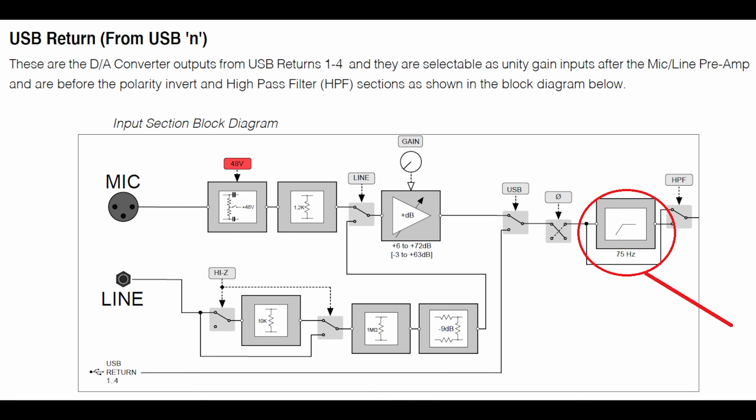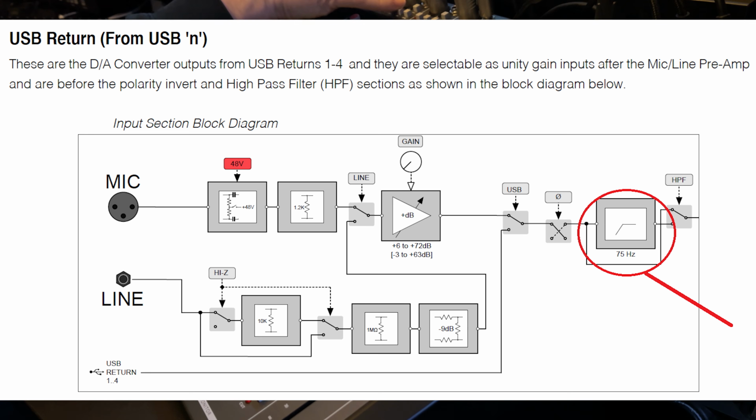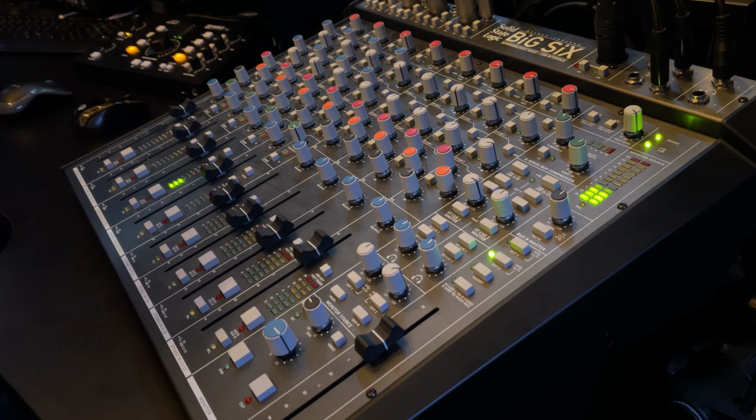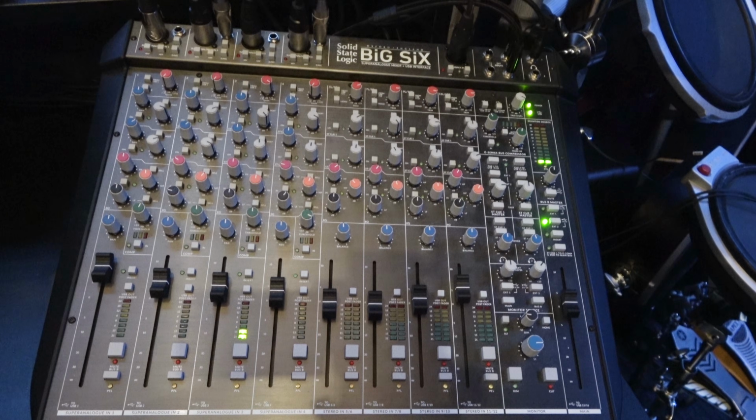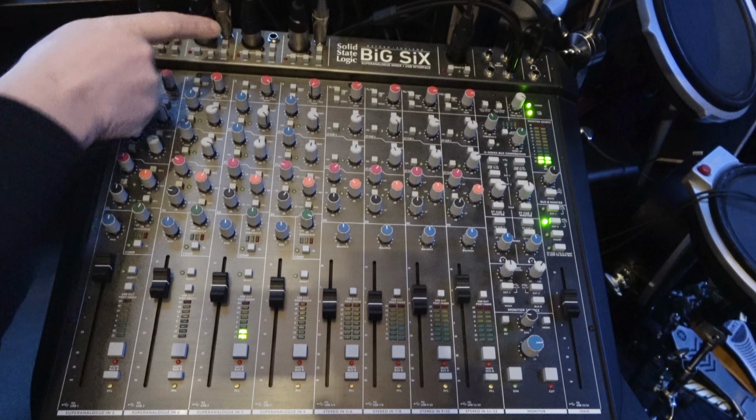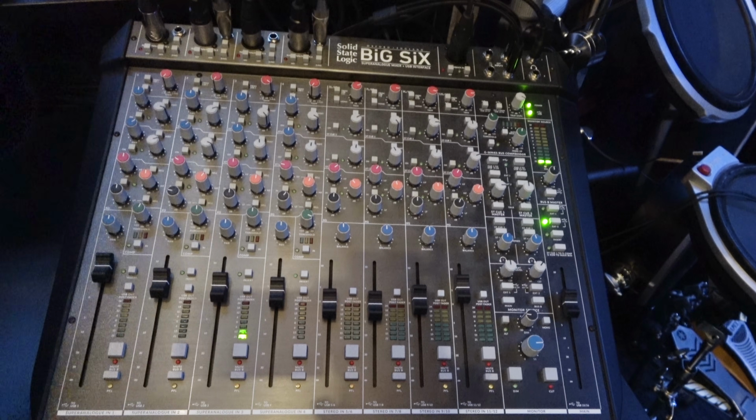If you look at the diagram here, it cuts it at 75. If you think that a male vocalist is about 100 Hertz, can maybe get down to 80, unless he's a Mongolian throat singer, you should be all right with that. And that will stop all that mic rumble and any interference that you might get in the low end. So a great feature. I use that quite a lot.